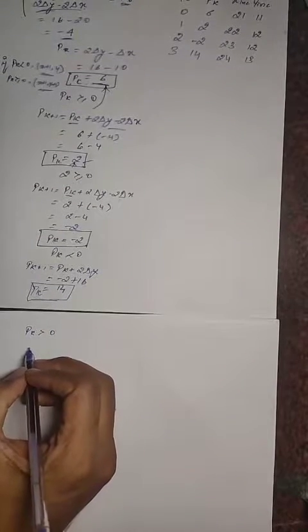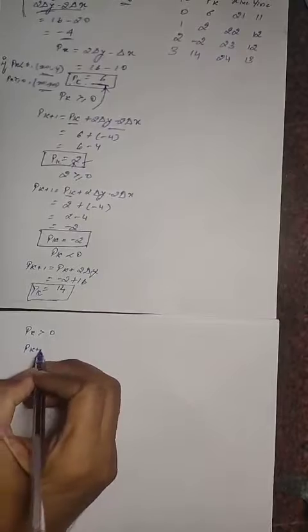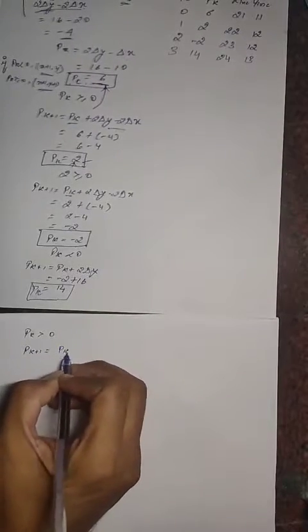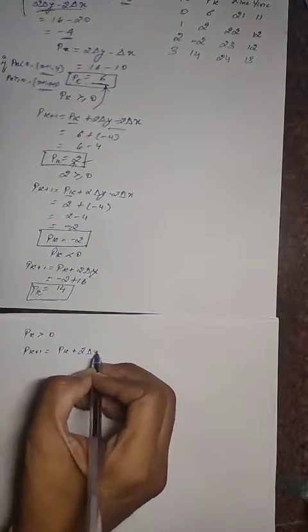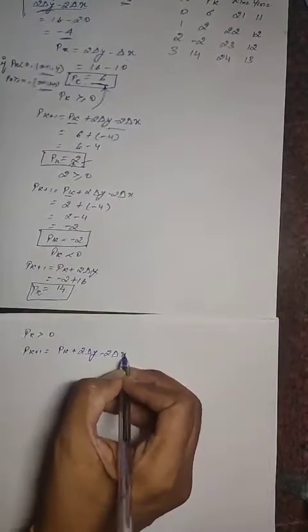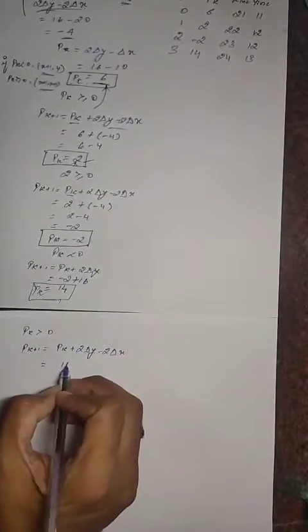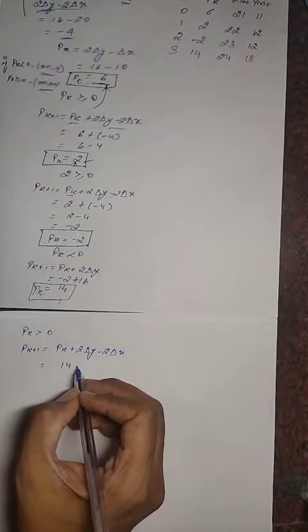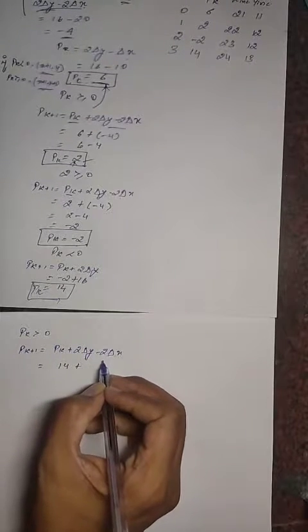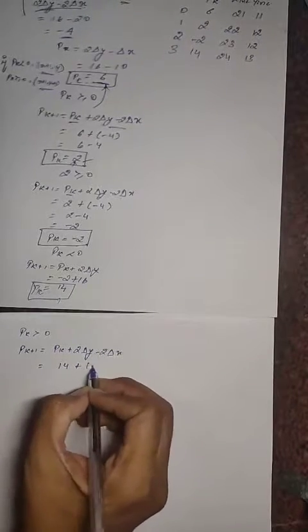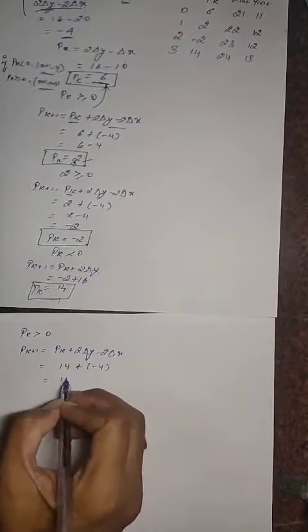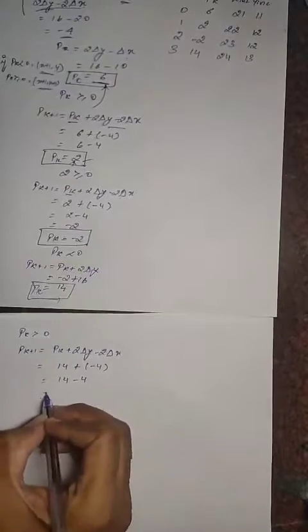So the equation is given by pk plus 1 is equal to pk plus 2 delta y minus 2 delta x. What is the value of pk? 14 plus 2 delta y minus 2 delta x. Already we have solved it. What is its value? Minus 4. 14 minus 4 will become 10.